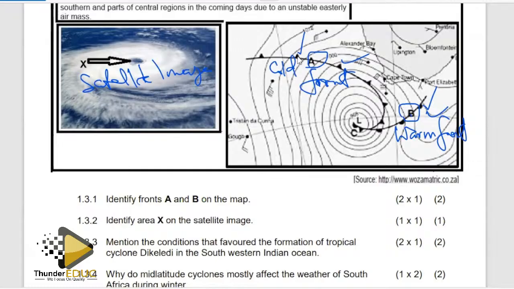Right, we move on to the next question. Identify area X on the satellite image. Right, our satellite image, we have said it's here. On our satellite image, we want to identify this area here.